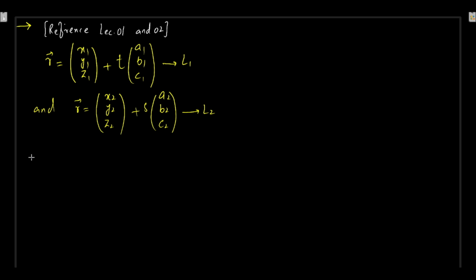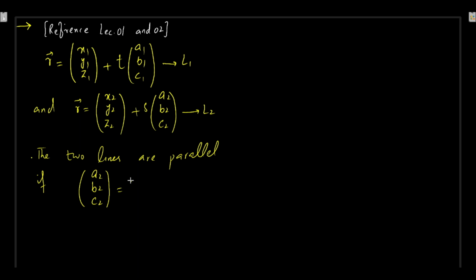The two lines L1 and L2 are parallel if their direction vectors are parallel. That is, a2 b2 c2 is equal to k times a1 b1 c1. If this condition is satisfied, that is, the direction vector of one line is a scalar multiple of the direction vector of the other line, then these two lines will be parallel.